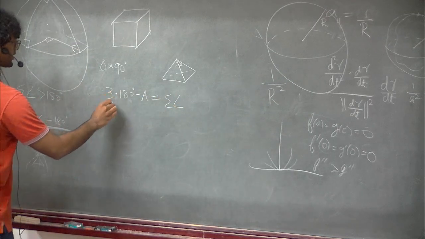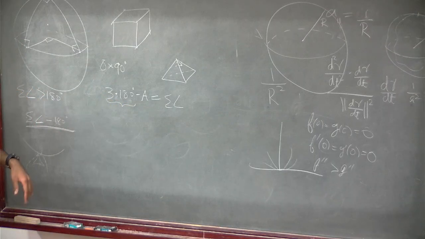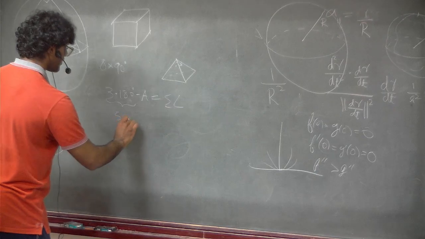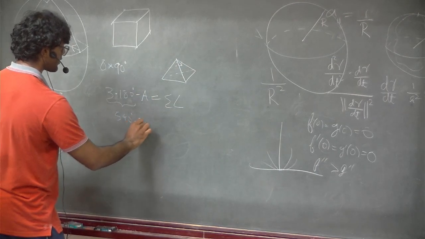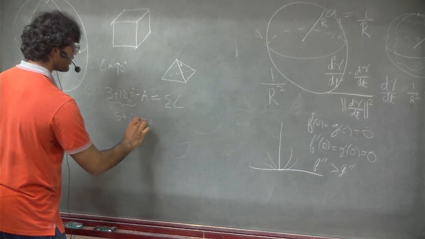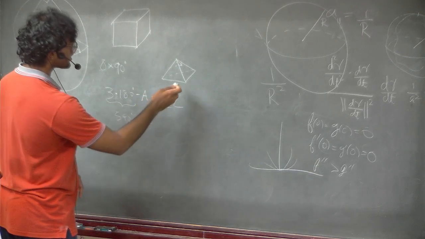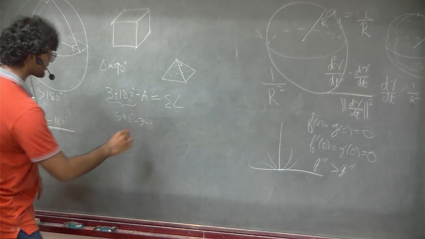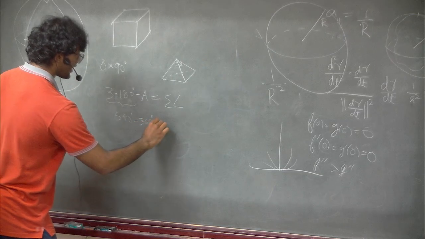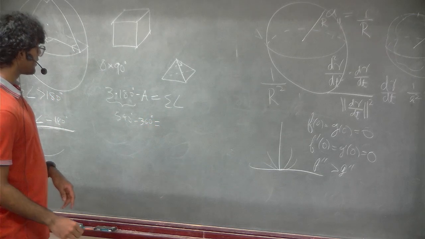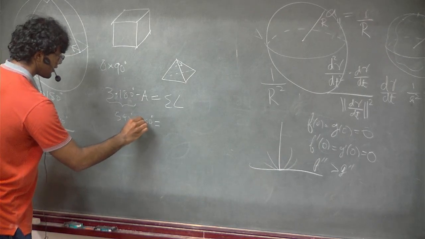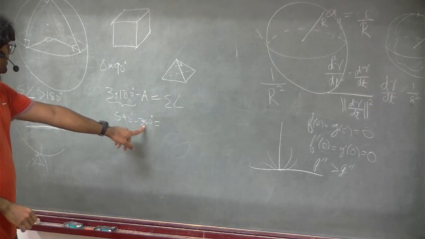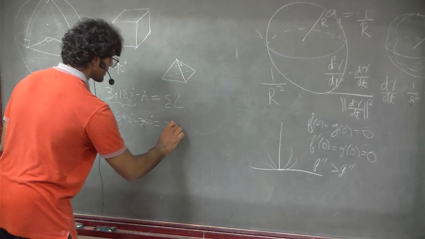So 3 times 180 is, anyone? 540. A is just the sum of the angles around these, so that's 3 times 60, right? I'm just taking a tetrahedron, so 3 times 60 degrees, right? And yeah, so the sum of the angles around each thing is 180. Okay. So you're just subtracting, so this is just 360 degrees, right?